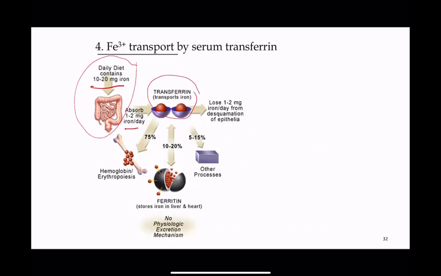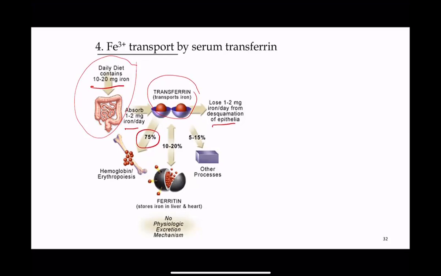And then at the end, you lose 1 to 2 milligrams. So the net is that you're going to have a balance of iron. You're not going to have a surplus, you're going to have a balance. But in this process, once iron gets bound to transferrin, it gets biodistributed in a few different ways.